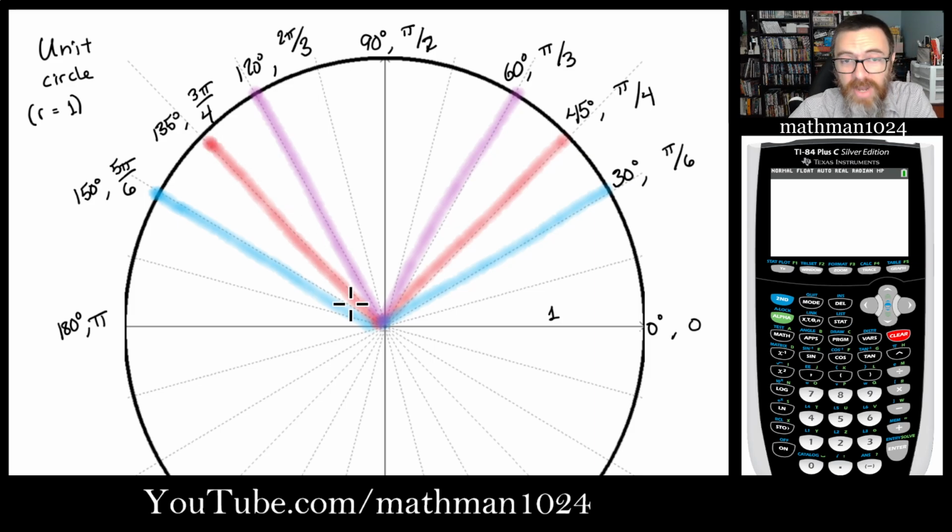For the stuff that I haven't read, that's something pi divided by 4. That's going to have a reference angle of 45. So this would be 45 degrees right there.